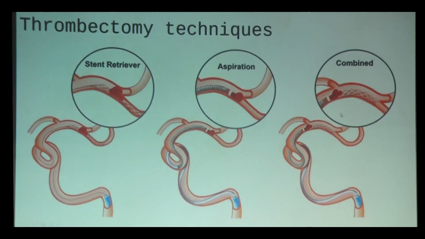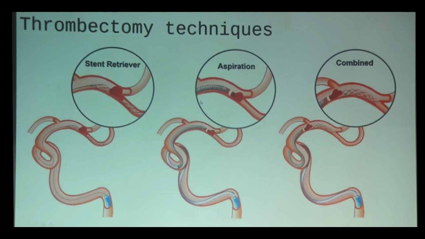So there are various thrombectomy techniques. One is a stent retriever and aspiration, where we go through a balloon guided catheter, and we go to the level of the clot, and at that point we try to lodge the clot into the stent retriever and pull it back as a whole.